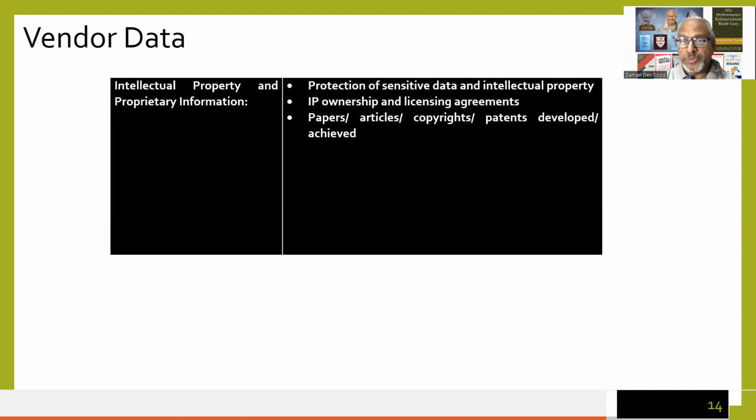With respect to IP, any violations to any IPs, including copyrights, which is said to be the easiest and the most exploited, neglected, breached IP. But also, if they are writing blogs, papers, articles, research, any patents developed or applied for, that tells you the maturity of your vendor in that particular domain.